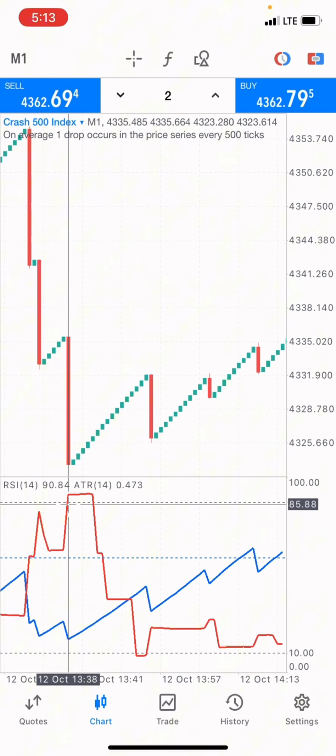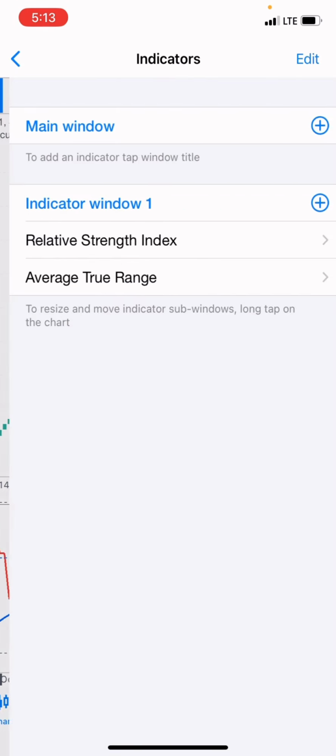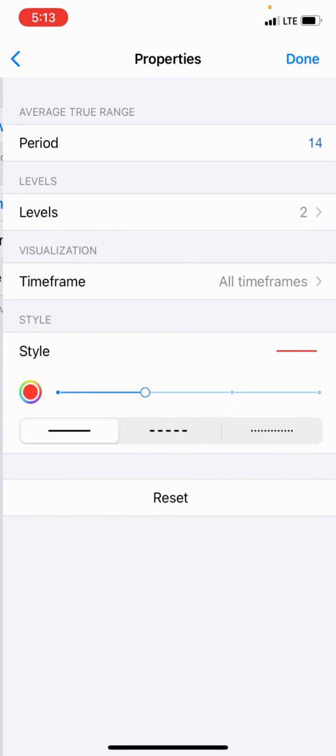Okay, so I hope you understand this video, guys. I'm going to show you the settings real quick so that you can see how I was able to get this exact position on the market. Okay, so quickly I'm going to enter into the indicators right here. I'm going to show you the average true range.